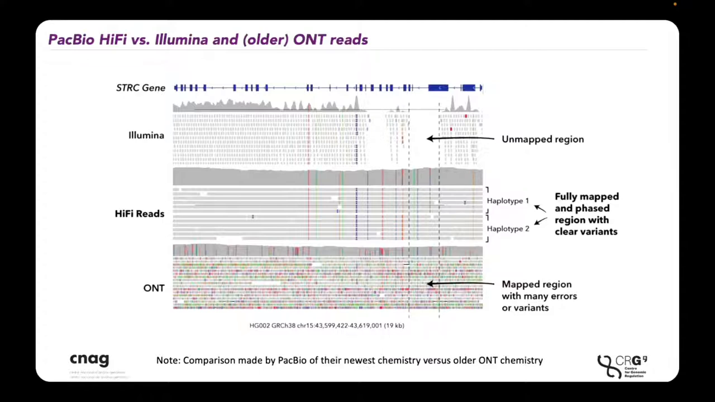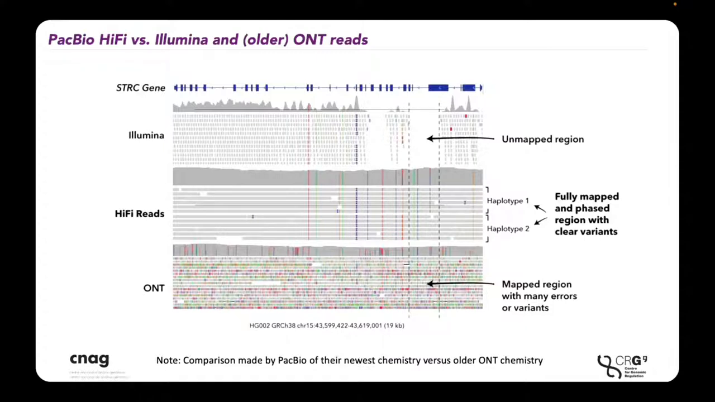The long reads are aligned here, and keep in mind this is a slide from PacBio. Okay, so they used an old Oxford Nanopore chemistry here, showing lots of errors. The current chemistry looks more and more like the HiFi reads from PacBio. But here they show very few errors and a very good consensus, and you can separate, if it's a diploid organism, you can see the one haplotype and another haplotype.